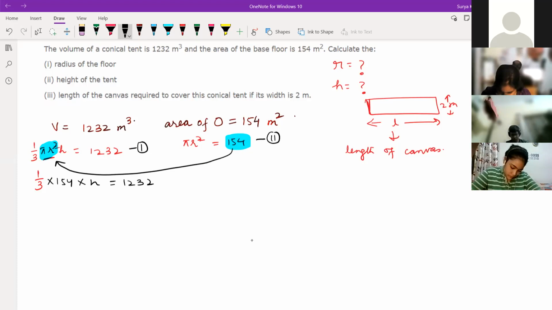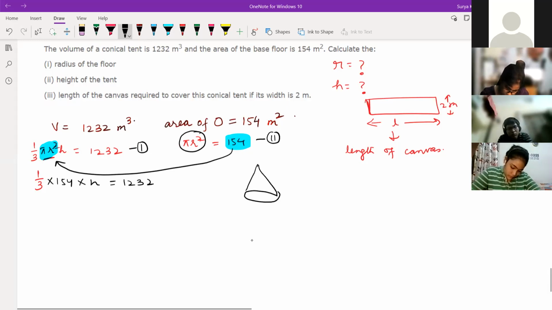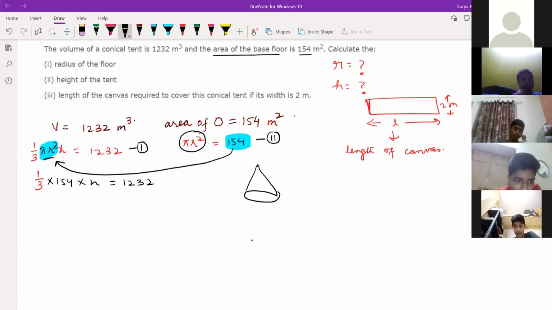How are we getting it? See, πr² is there. The area of the circle is given, right? The area of the base is given in the question. See here in the question, the area of the base is 154 meter square. The same thing we are putting instead of πr².